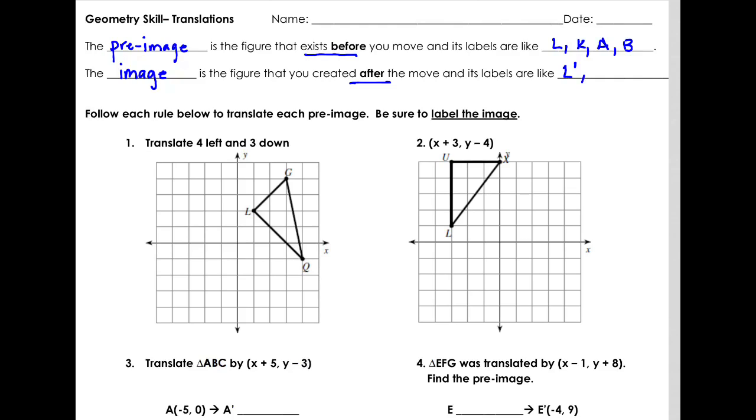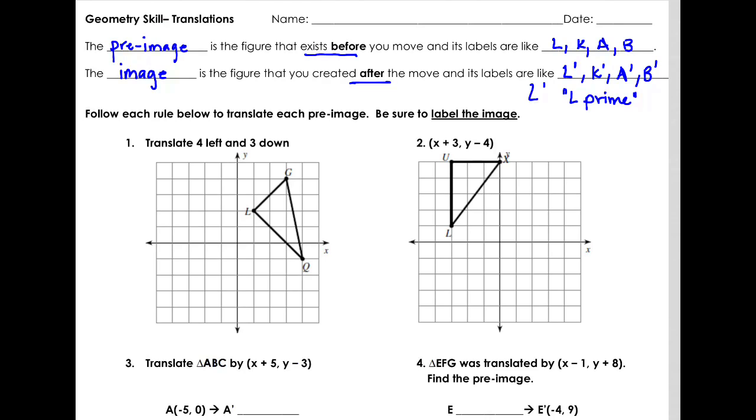So L prime, K prime, A prime, B prime, these are all ways we would be able to label an image. That'll let us know it's the aftermath, it's not the original. So once again, you would read something like this as L prime. That way you're saying the correct terminology.